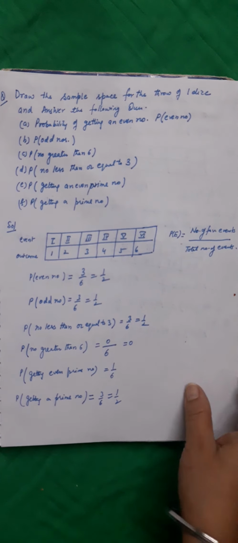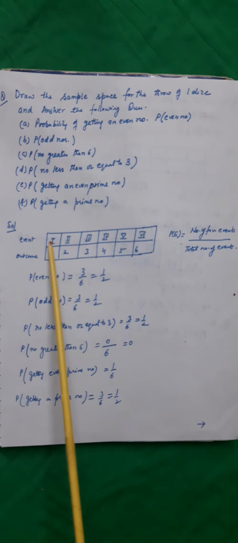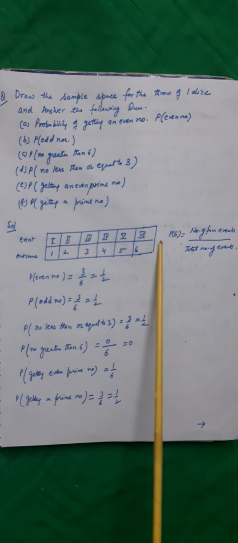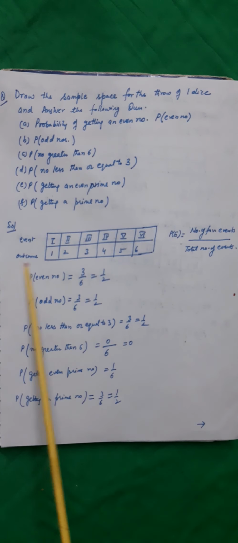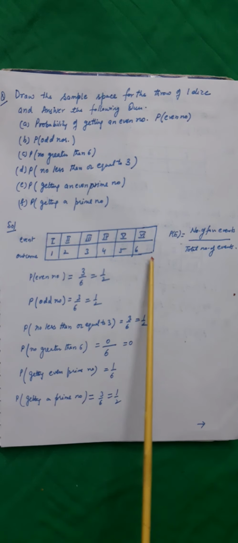Now let us discuss some examples. Draw the sample space for a throw of 1 dice and answer the following questions. So how will you draw the sample space for the throw of 1 dice? You can draw a chart like this. These are events. How many events? 6 events are possible. What are the outcomes? 1, 2, 3, 4, 5 and 6.